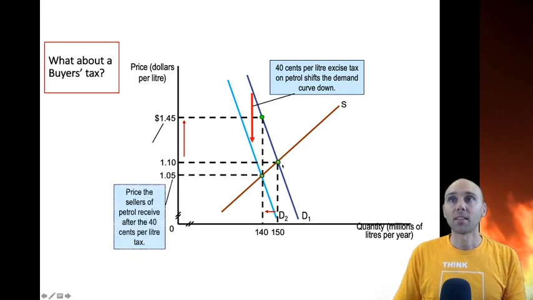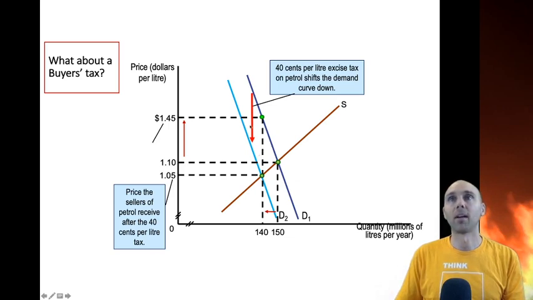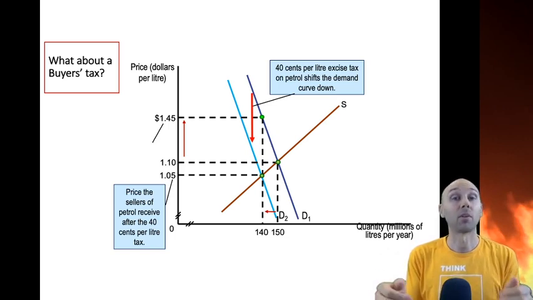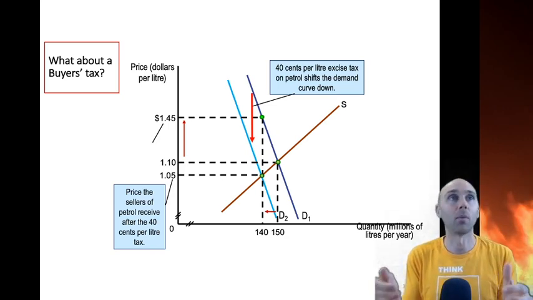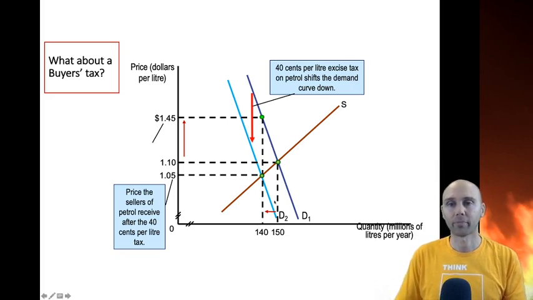The price now that the sellers of petrol receive is going to be $1.05. That's going to be the exchange that happens at the petrol station, and the buyers are going to have to pay an extra 40 cents. So the overall amount that the buyers are going to pay is $1.45. So we can see that actually the equilibrium price and quantity that effectively the buyers and sellers pay is going to be the same, whether or not we impose the tax onto the buyers or onto the sellers. And in both cases, the market deadweight loss is exactly the same as well.